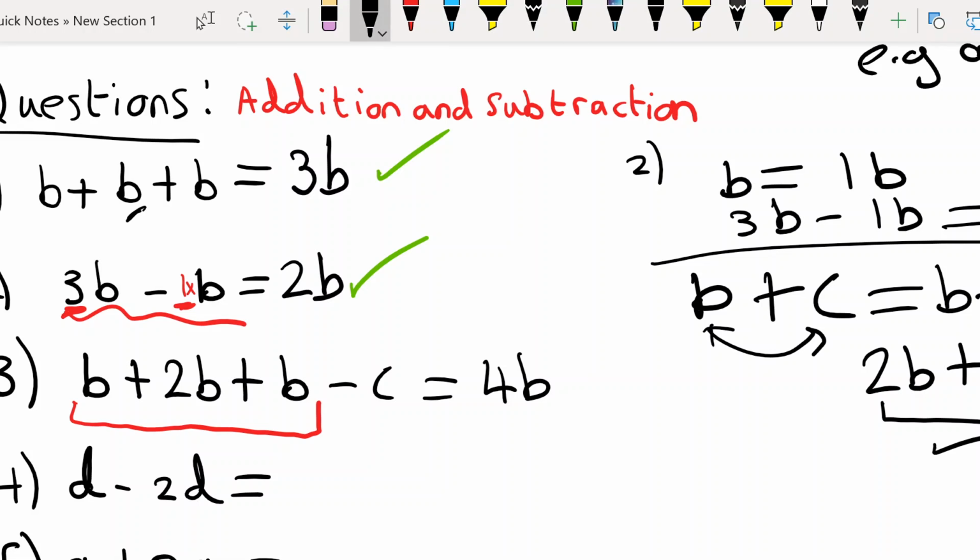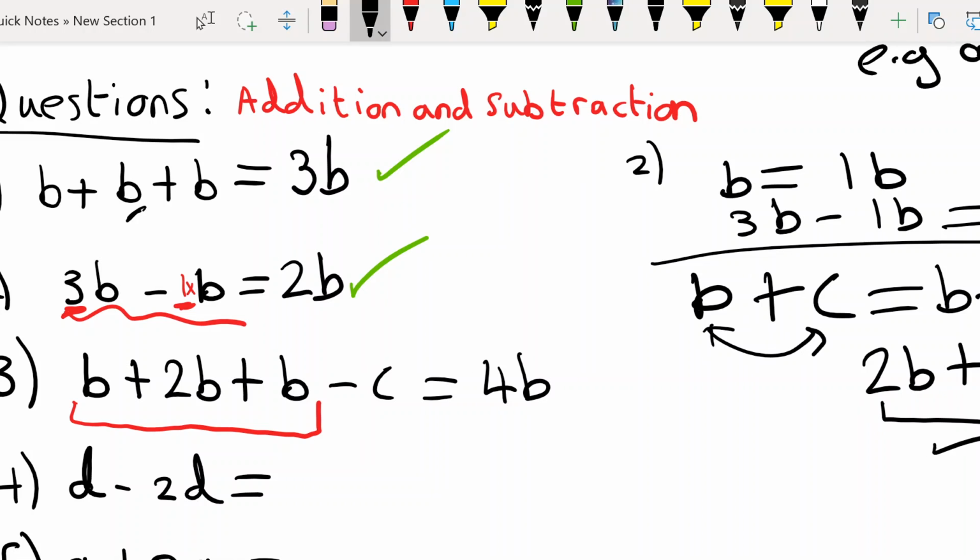Remember, whenever you see a letter on its own, so C is 1C. So if I'm taking away minus C, it's the same as minus 1C, right? Remember from numbers? When you're doing minus 5, it's the same as saying plus minus 5, right? Remember 5 is just the same as 1 times 5? So minus 5 is just the same as minus 1 times 5, right? That's how we deal with these as well. So this is minus C.